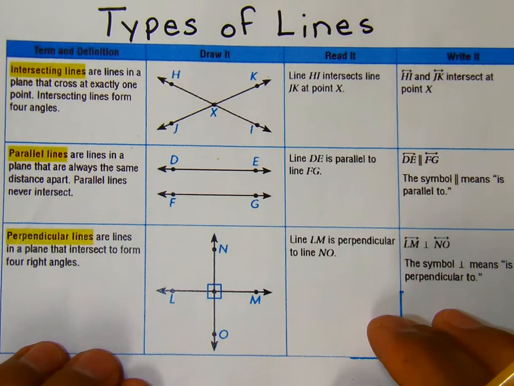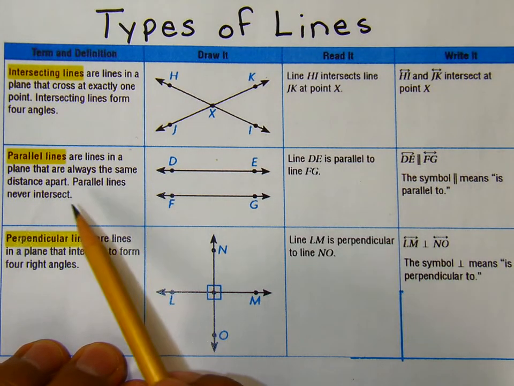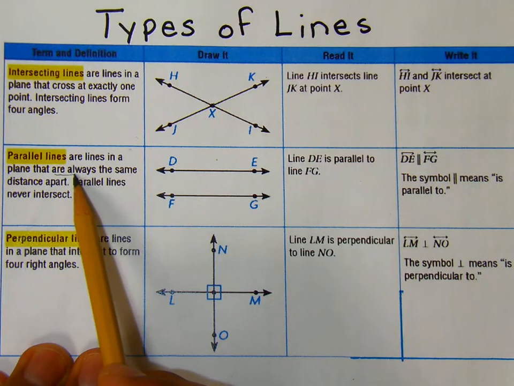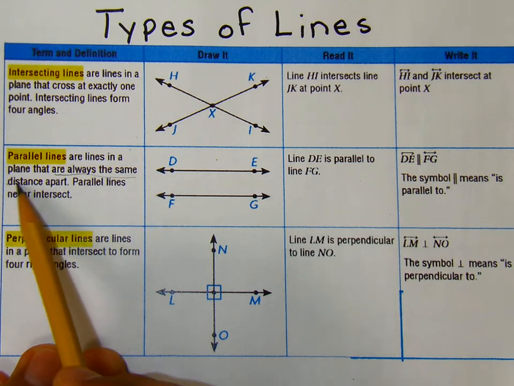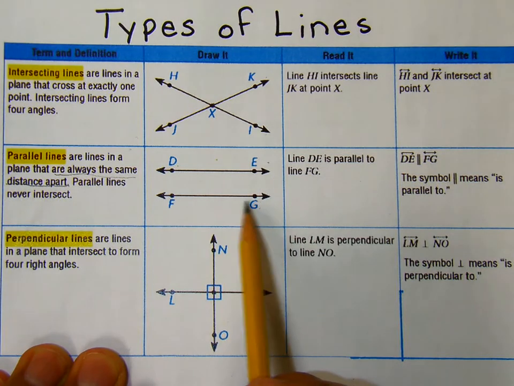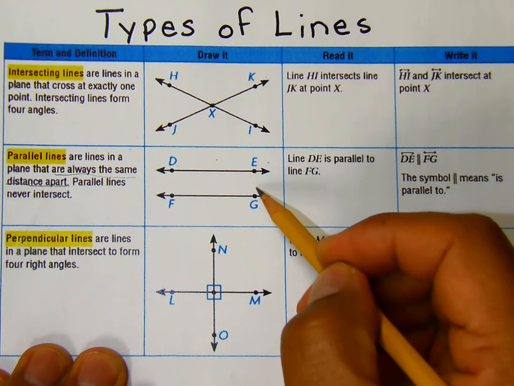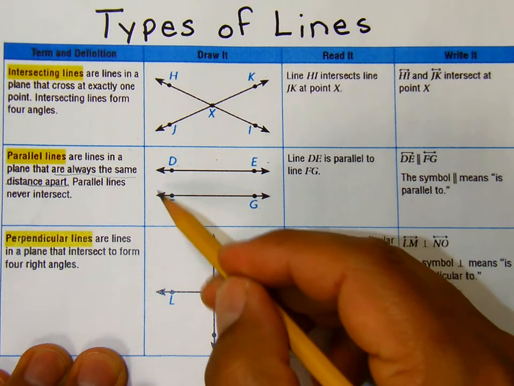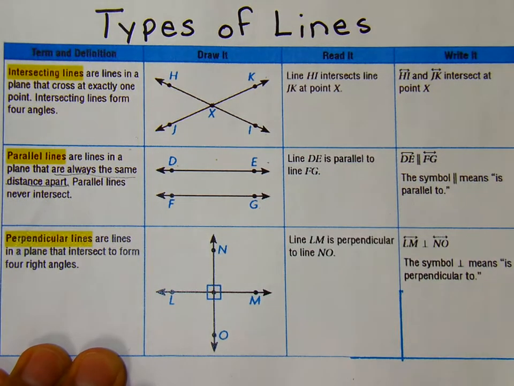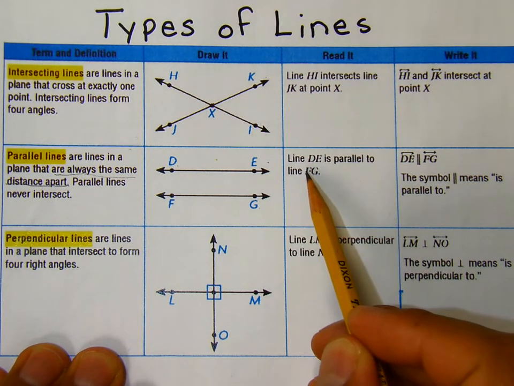Now parallel lines. Parallel lines are lines in a plane that are always the same distance apart. Parallel lines never intersect. So this here is important. They are always the same distance apart. So line DE is parallel to line FG because they don't intersect or they don't touch each other, and they're the same distance apart all throughout. They're the same distance apart here, and they're the same distance apart here. So that makes them parallel. Line DE is parallel to line FG. That's how we would read it.